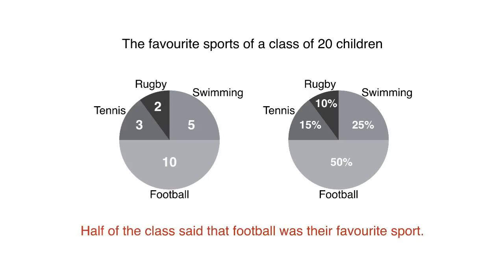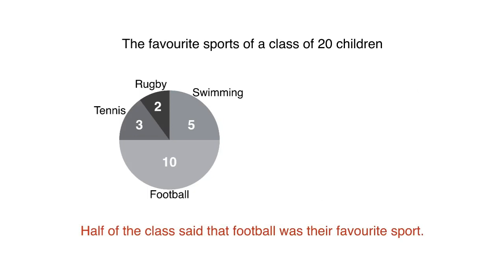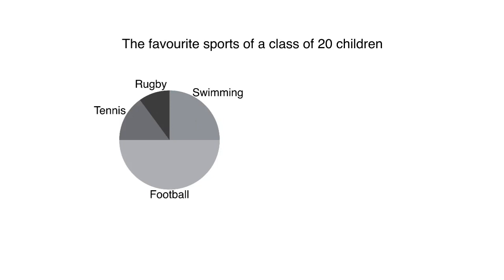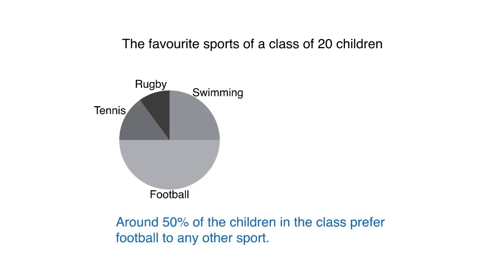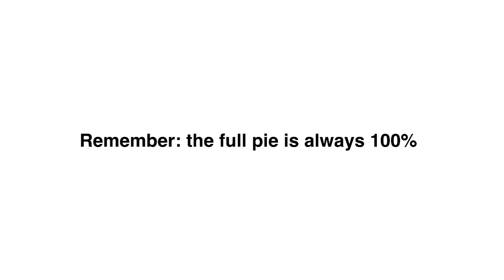But remember, even if you don't see the percentages, you can still say half of the class or 50% of the class, because we can still see that 10 out of 20 children preferred football. And even if you don't see those numbers, we can still see percentages or proportions in the pie chart. The full pie chart is 100%, so it looks like football is approximately 50%. And we can say around 50% of the children in the class prefer football to any other sport. So the key thing to remember with pie charts is the full pie is always 100%.